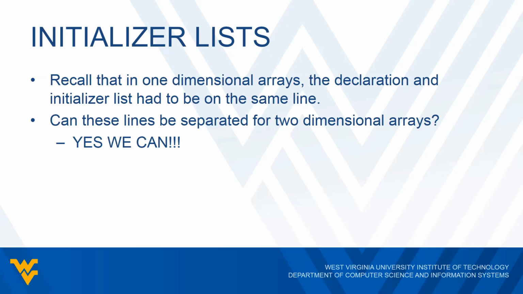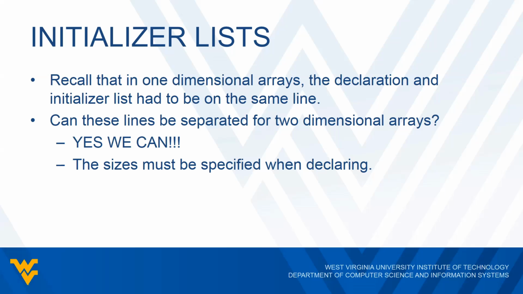There's a caveat though. When we declare the array, we do have to specify the sizes. So we can declare on one line and then initialize the array on another line. We just have to make sure that when we're declaring, we include the last indices of the array, which indirectly means we're specifying the sizes. So let me give you an example of how we would do this.